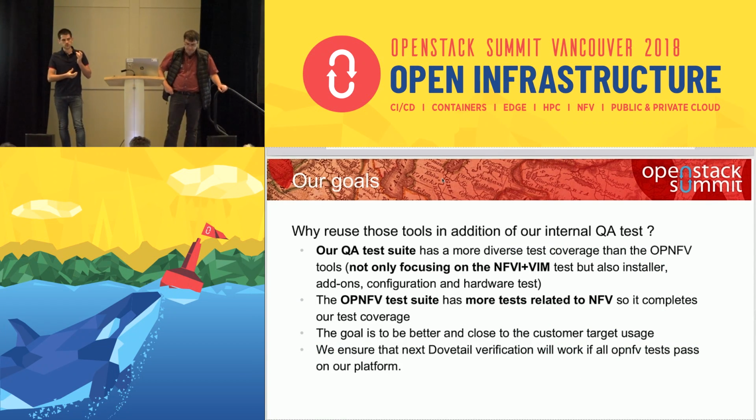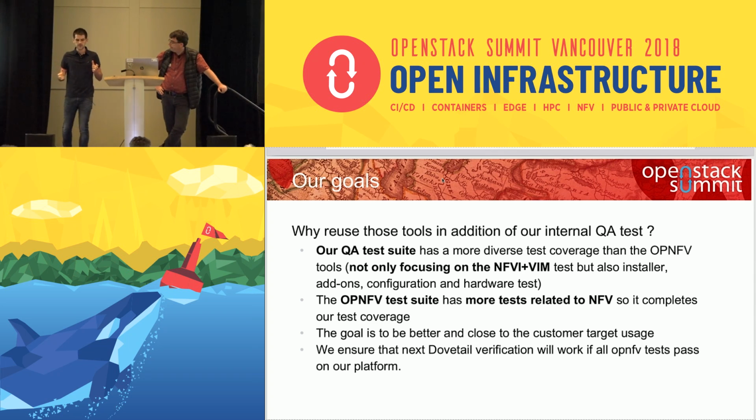Why we use those tools in addition to the internal QA test is because our test suite has more diverse test coverage than OPNFV. So we are not only focusing on testing OpenStack or testing Kubernetes, but we test the installer. For example, MAAS and Juju, we try to do a backup and restart. We test the add-on. For example, SixWind, we do a lot of high perf test or hardware test, configuration also, change some IP and try to find if it works or not.